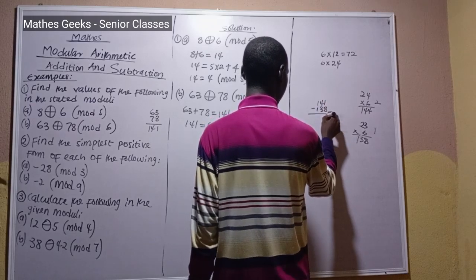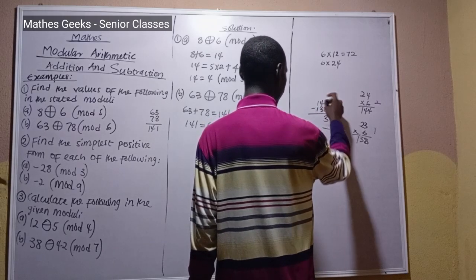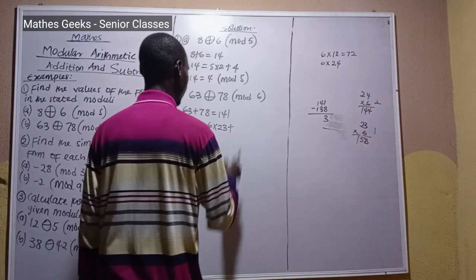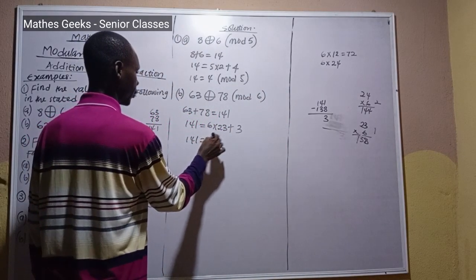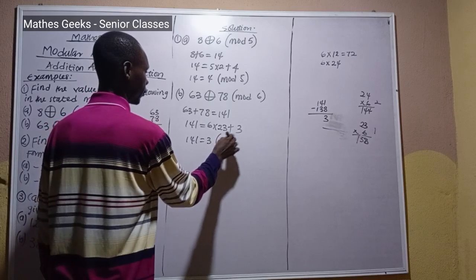So 11 minus 8 is 3. Yes, 3. So this starts, you need to add 3. And that 3. So 141 is equal to 3 in mod 6.